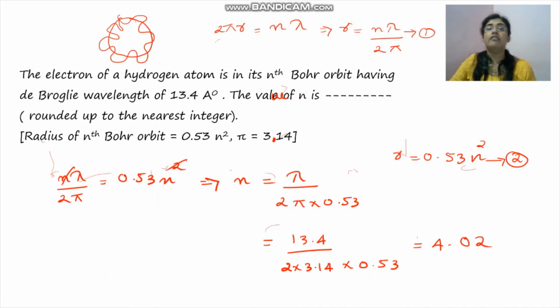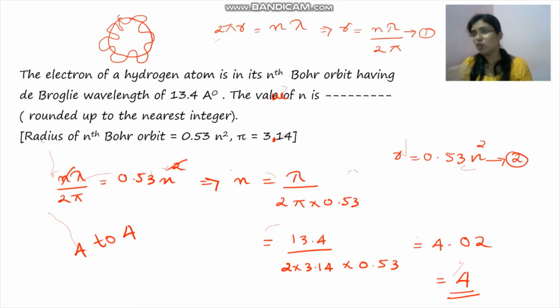When I do all this, my value comes out to be 4.02, and they've told us to round off to the nearest integer, so we don't consider the decimal part. The correct answer is 4. We get 4.02 approximately upon calculation, and that should be rounded off to the nearest integer, so it is 4. In the answer key, their range was 4 to 4, which means 4 is the only answer. You put any other value, you wouldn't get marked.